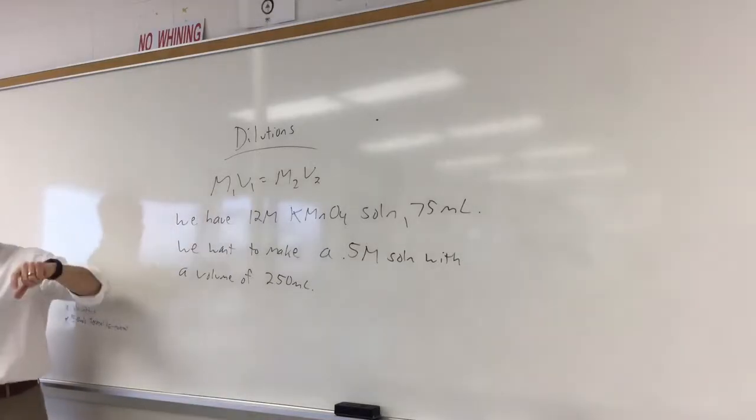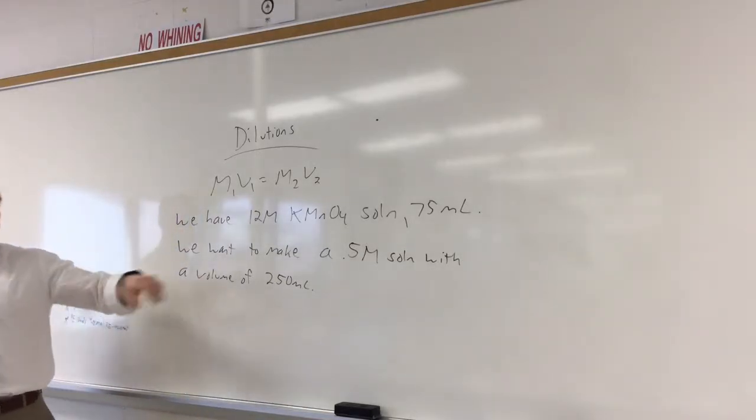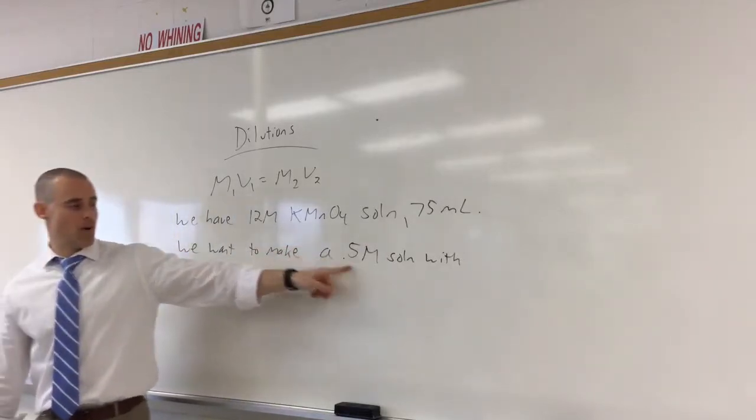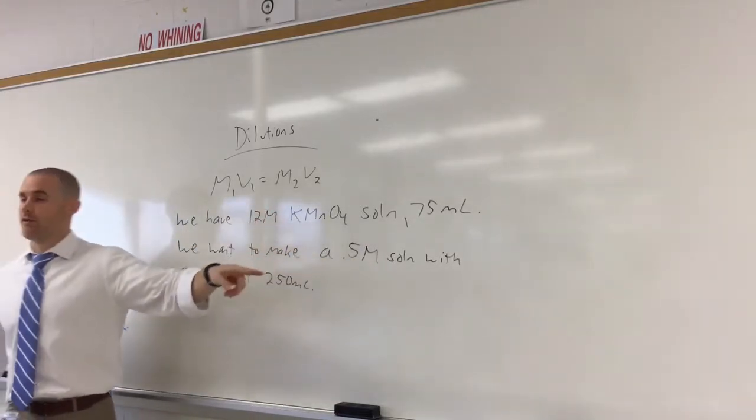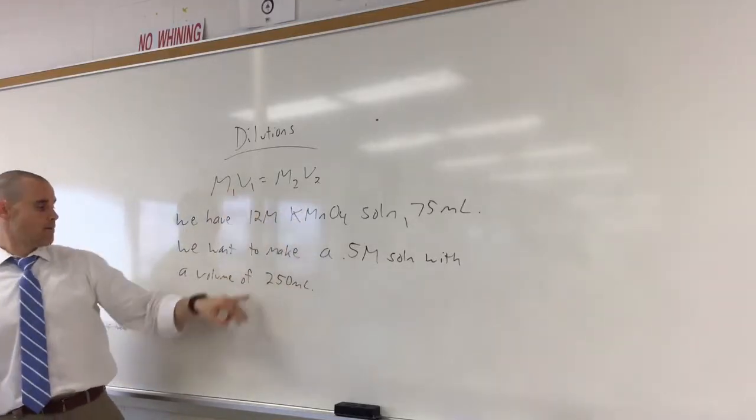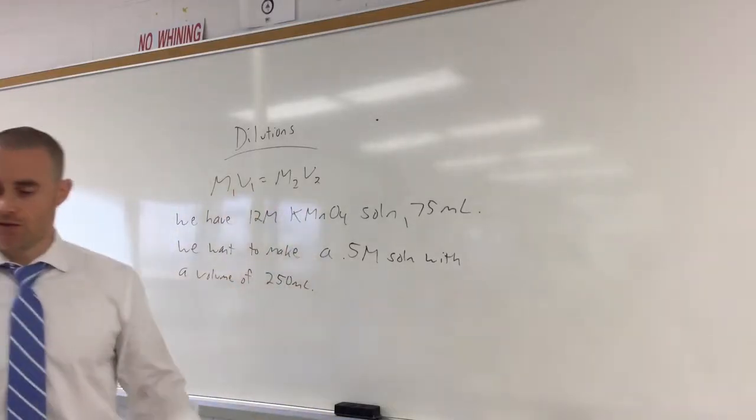So we're starting with 12 molar KMnO4. We want to make, oh, I'm sorry, I should have written KMnO4 again. We want to make 0.5. So we're going from 12 to 0.5. It's weaker, lower molarity, a dilution. We're adding a bunch of water. But we want a specific volume of 250.